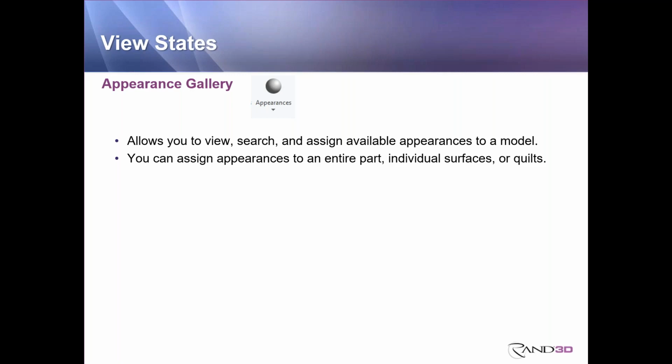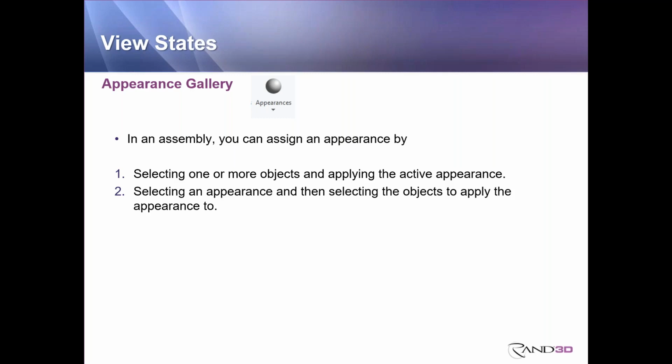In the assembly environment, let me go to this next slide here. You do have the ability to assign an appearance to the entire assembly, or you can assign the appearance to an active individual model in the assembly. This can be done in the ways mentioned here. First, you can select one or more objects and apply the active appearance to that object, or two, you can select an appearance and then select the objects to apply the appearance. So a couple of different ways you can go about doing this.